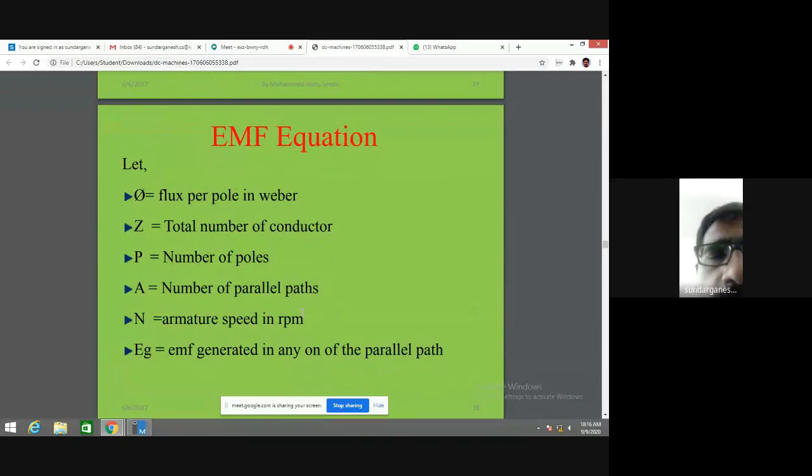Next one is very important. We have seen the construction details of a DC machine. For a DC motor, you have to write the same thing. For a DC generator, you have to write the same thing, because construction wise both are the same. Working principle is different, but construction is the same. Next, we are going to find the EMF equation of a DC machine.